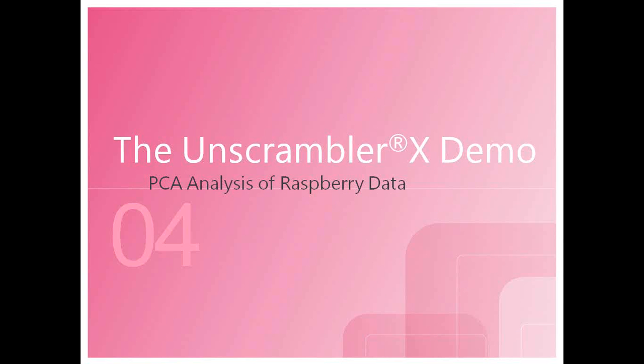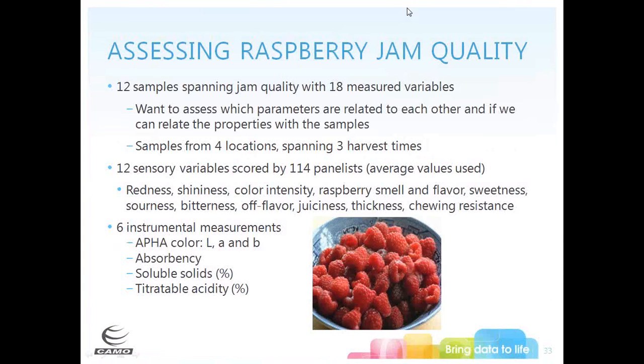I'd like to now show a demonstration of doing a PCA analysis, and for this example I'll use some data on raspberry jam. In this data we have 12 samples that span jam quality, and we have 18 different variables that have been measured. 12 of these are sensory variables that are scored by panelists, and we provide the average values for the different panelists for all of the 12 sensory variables that I have shown here.